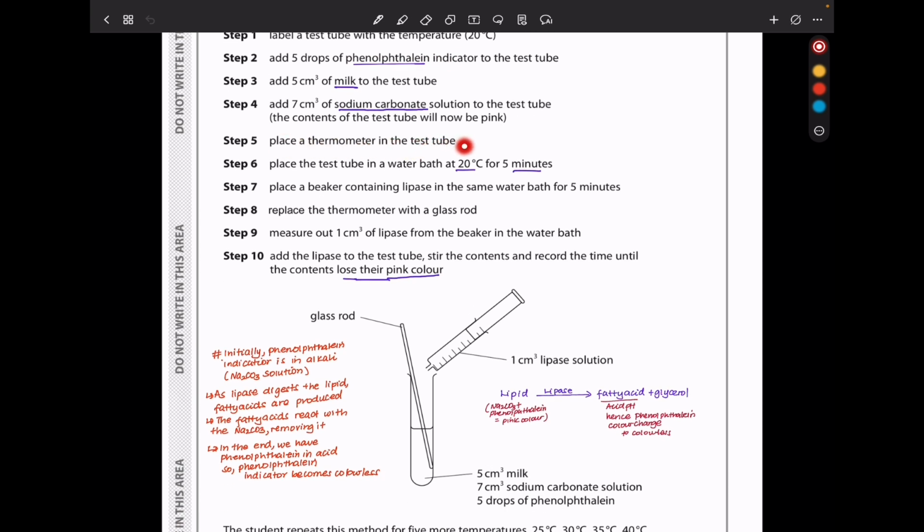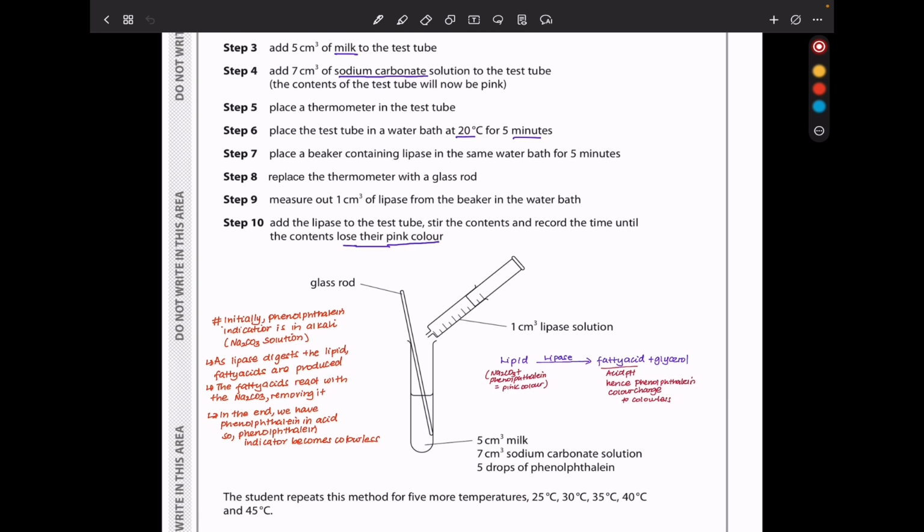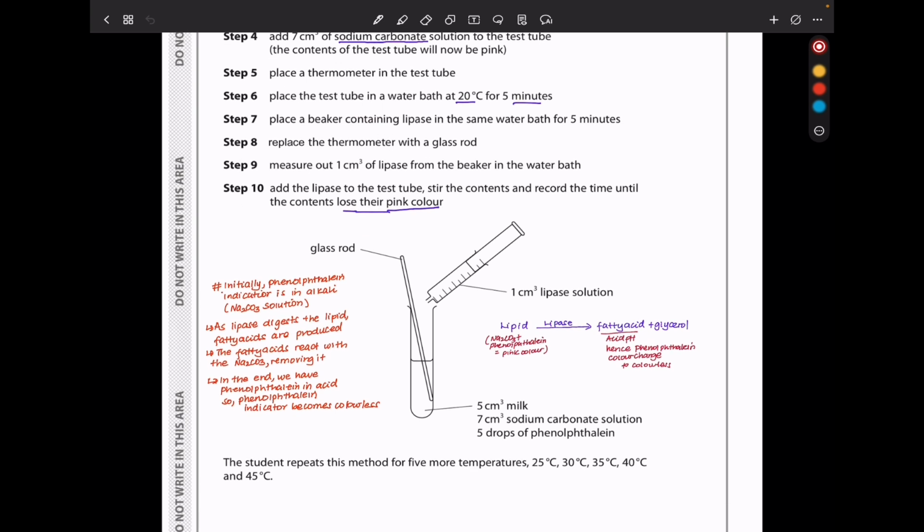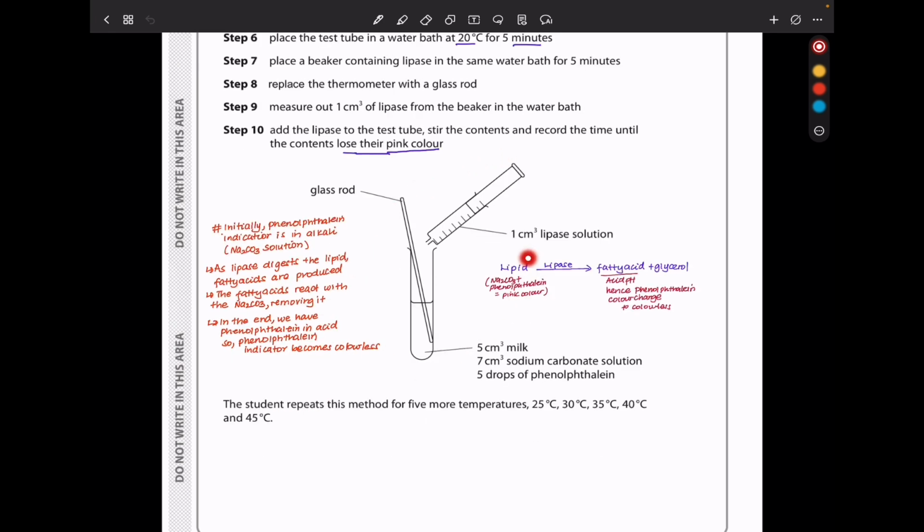Then place the thermometer in the test tube. Place the test tube in a water bath at 20 degrees Celsius for 5 minutes. Here the thermometer is going to measure the temperature of the water. Then place a beaker containing lipase in the same water bath for 5 minutes. This is to ensure that everything is at the same temperature before they're mixed. Replace the thermometer with a glass rod and then measure out 1 cm³ of lipase from the beaker into the water bath. Add the lipase to the test tube, stir the contents and record the time until the contents lose their pink color. So this is the setup for the experiment.